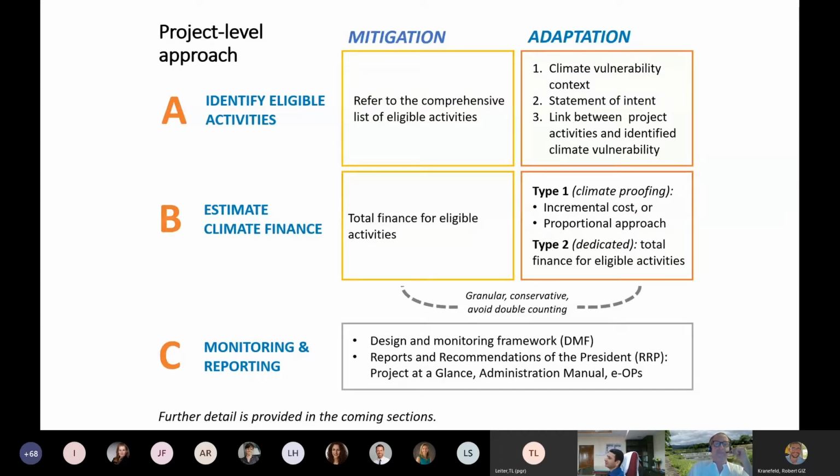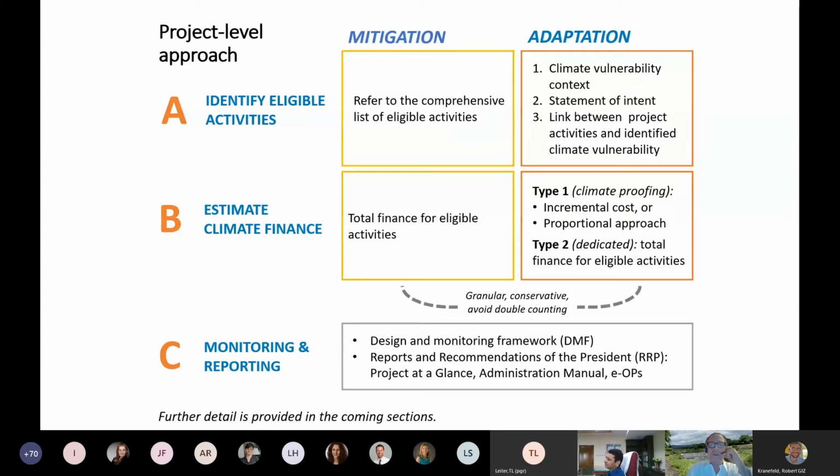So we have a project level approach. For mitigation, refer to the comprehensive list of eligible activities. So you're talking about renewables there, efficiency upgrades, that could be a transmission line, all these things. And it's very straightforward. If the project costs X for a solar farm, you're counting the entire cost of that solar farm as mitigation.